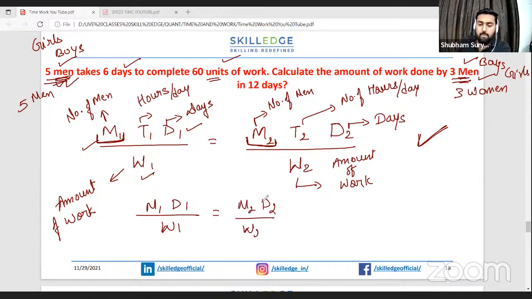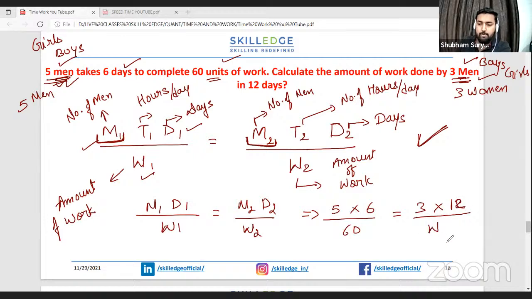Now we have removed T because there was nothing given about hours. So we have just assumed by default that they are working for same number of hours. That's how you can remove it, or we can just cancel it out. Now number of men over here is 5 men. They're working for 6 days and they complete 60 units of work. Just equated with number of men over here is 3 men. Okay, they're working for 12 days and we have to figure out how much amount of work they're doing.